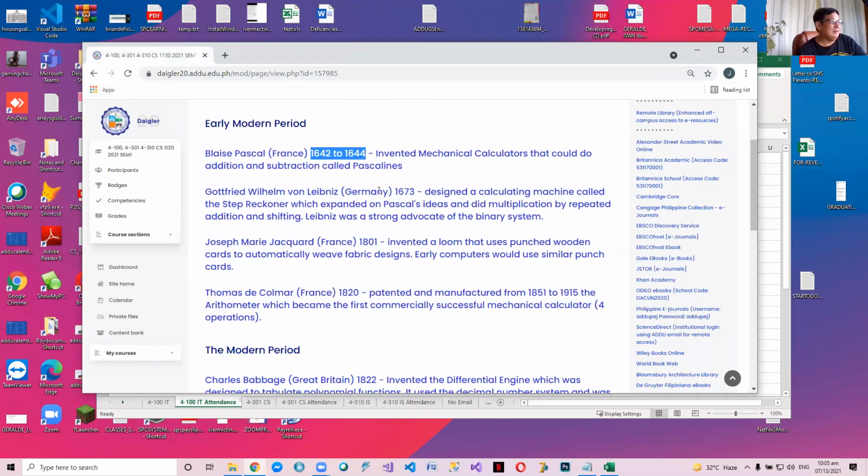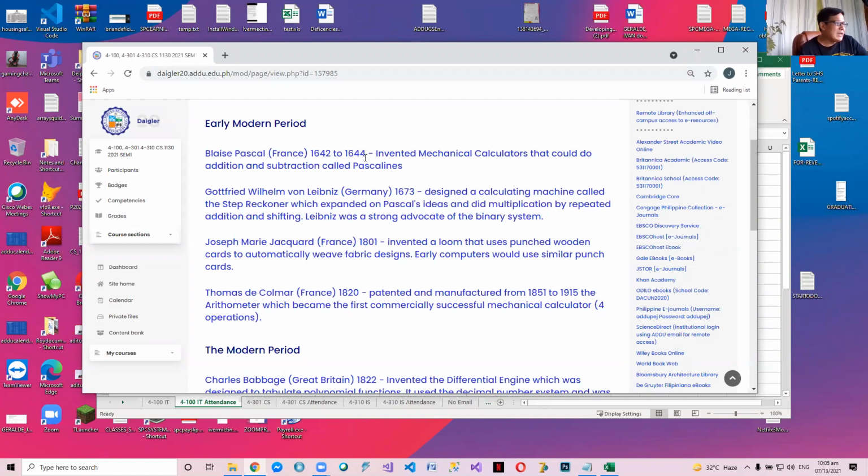Later, in Germany, Gottfried von Leibniz, 1673, a few decades after Blaise Pascal invented the Pascaline. So this is an evolution. Von Leibniz did not invent a unique machine, but he borrowed Pascal's ideas. Okay? He improved the Pascaline so that it can do multiplication by repeated addition. So by repeating addition, you can do multiplication. And by a process called shifting.